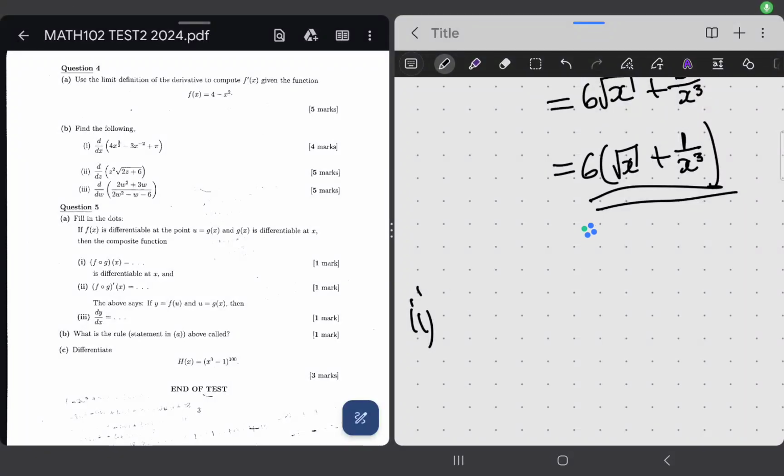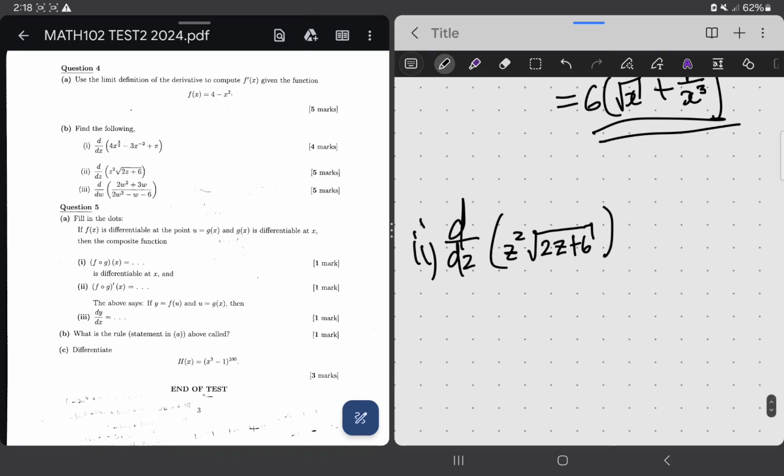We have part 2 now. It says, please find for us d/dz of z squared multiplying the square root of 2z plus 6. So if we don't want to confuse, we can put the z like this: 2z plus 6. Please find for us this.